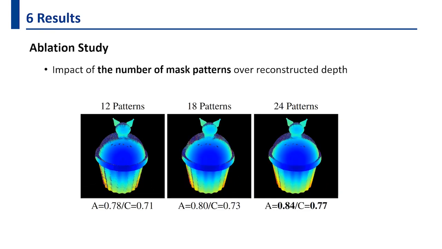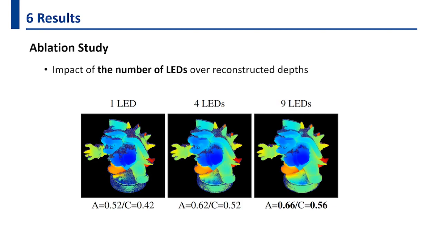In addition, our pipeline is highly flexible. It can automatically adapt to given mask pattern number. Using only 12 mask patterns can produce geometry with reasonable quality. The shape quality improves with the number of mask patterns. This experiment shows that multiple LEDs can further improve the geometric accuracy and completeness.